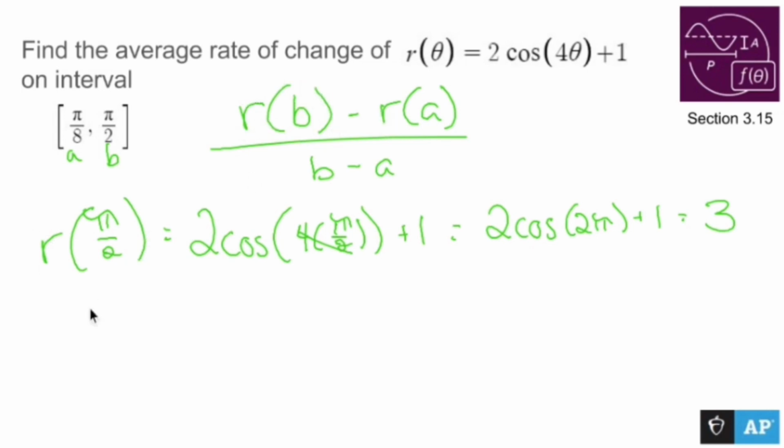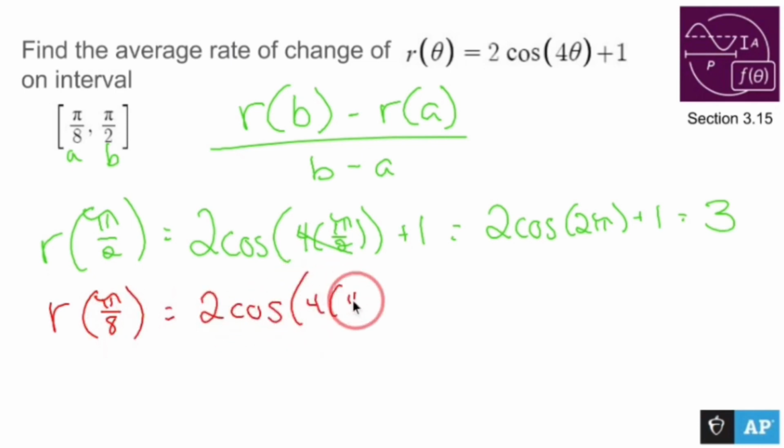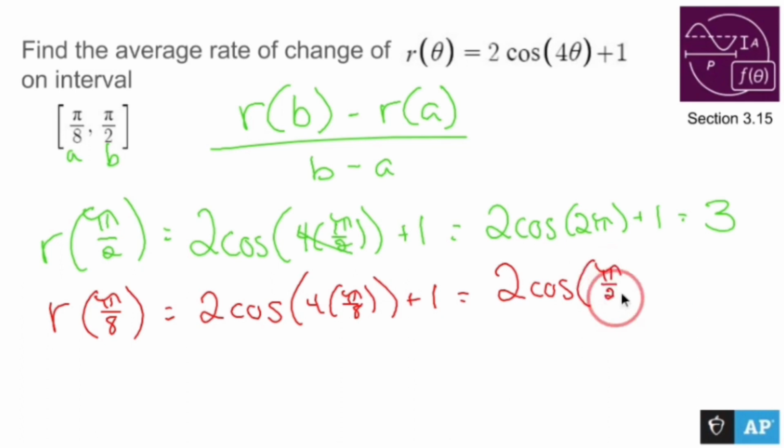To find r of a, I'm going to do r of pi over 8. So the same idea, 2 times cosine 4 times pi over 8, close it, plus 1. That becomes 2 times cosine. 4 over 8 is a half, so pi times a half is pi over 2. Pi over 2 plus 1. Cosine of pi over 2 is 0. So that's nice. So this becomes 0 plus 1, which is 1.